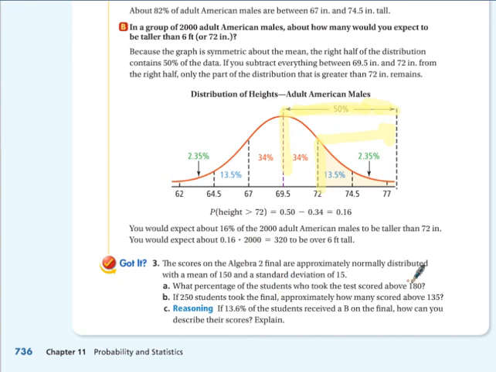All right, you're back. Percentage of students who scored above 180, that was 2.5%. Here, if 250 students took the final, how many scored above 135? That was about 210 students. And then this question, if 13.6% of the students received a B, how can you describe their scores? We would say that the students that had received a B had scores between 165 and 180. That's how I would describe them numerically.